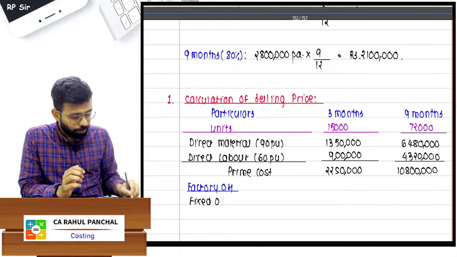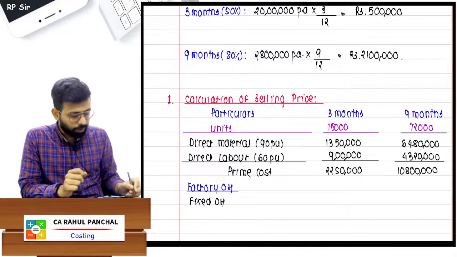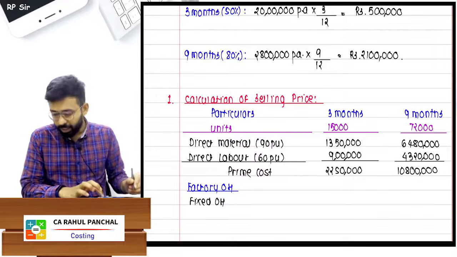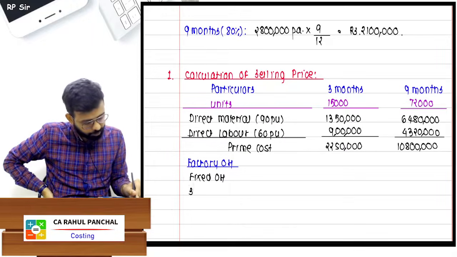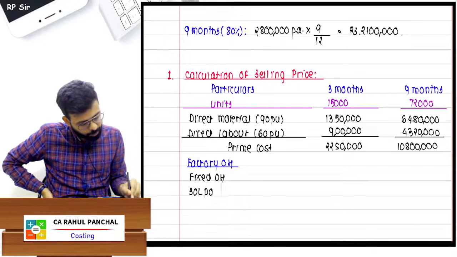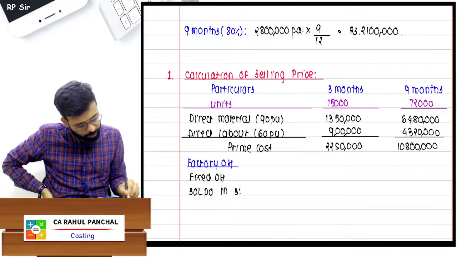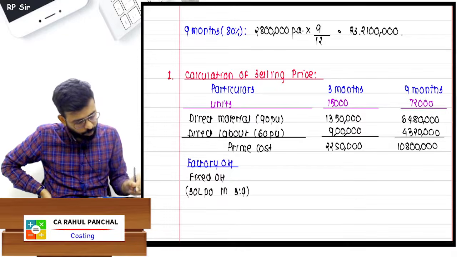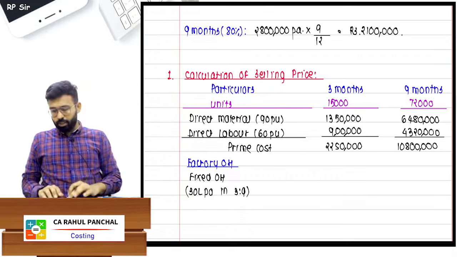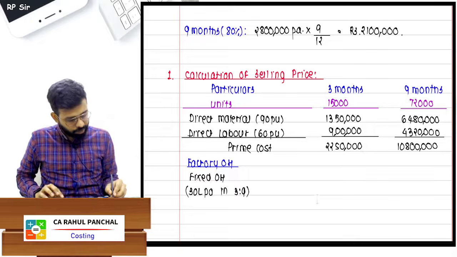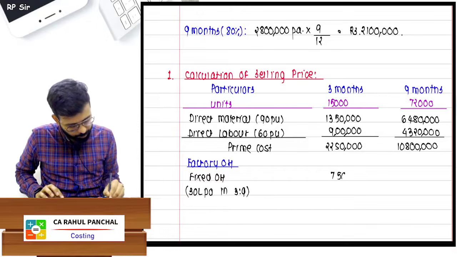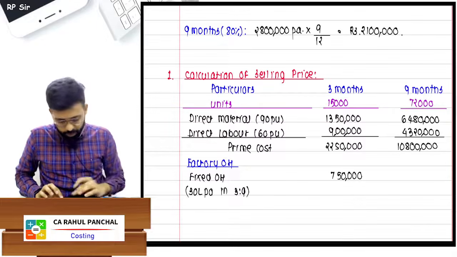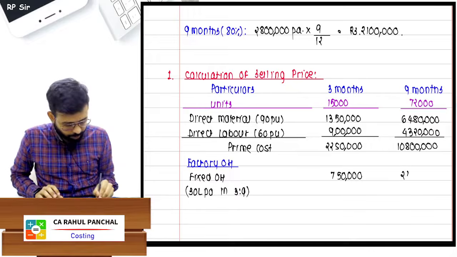So the ratio which will be taken is 3:9. 30 lakhs per annum will be divided in 3:9. You can simplify if you want. 30 lakhs divided by 12, into 3, equals 7,50,000. Then into 9 equals 22,50,000.